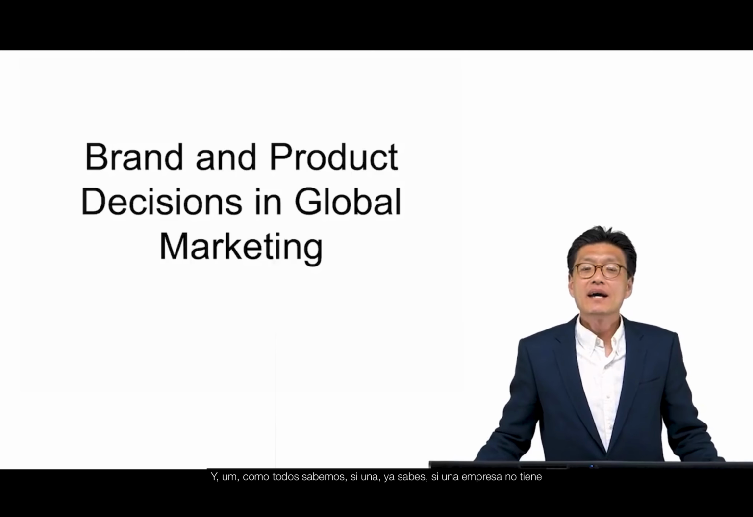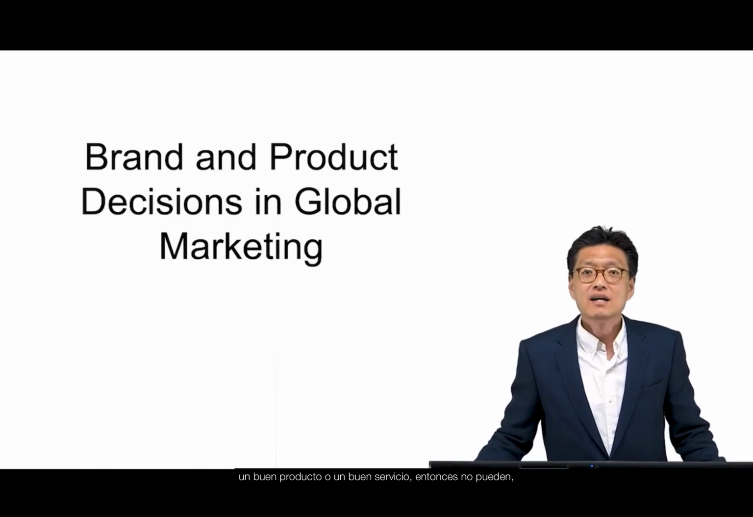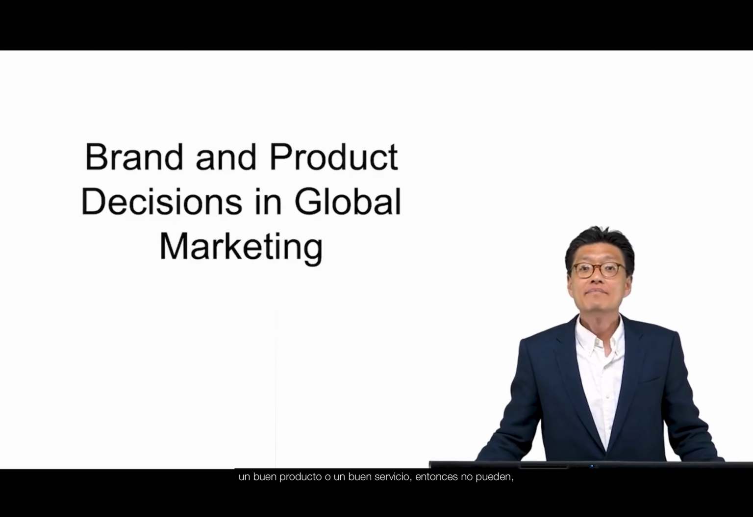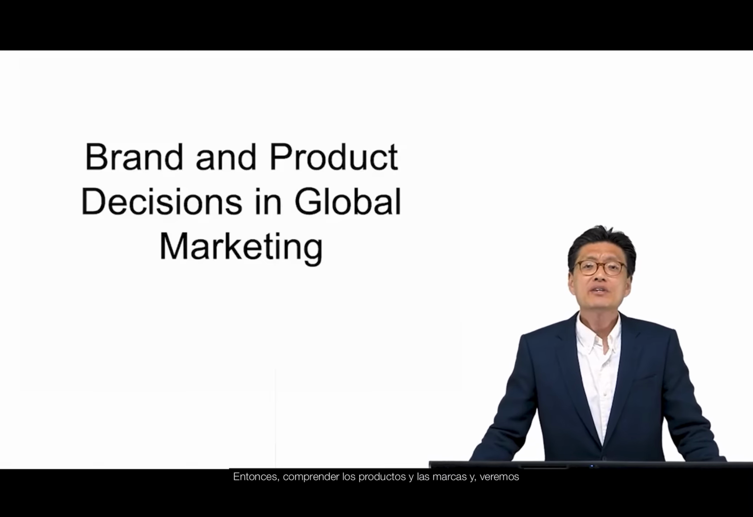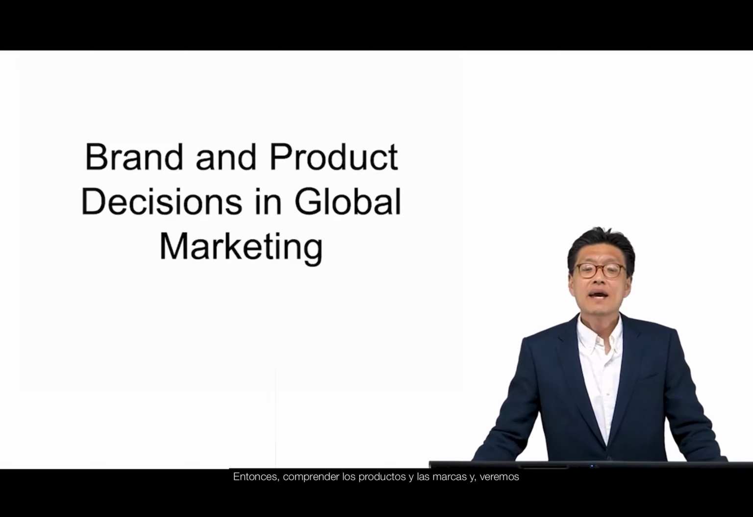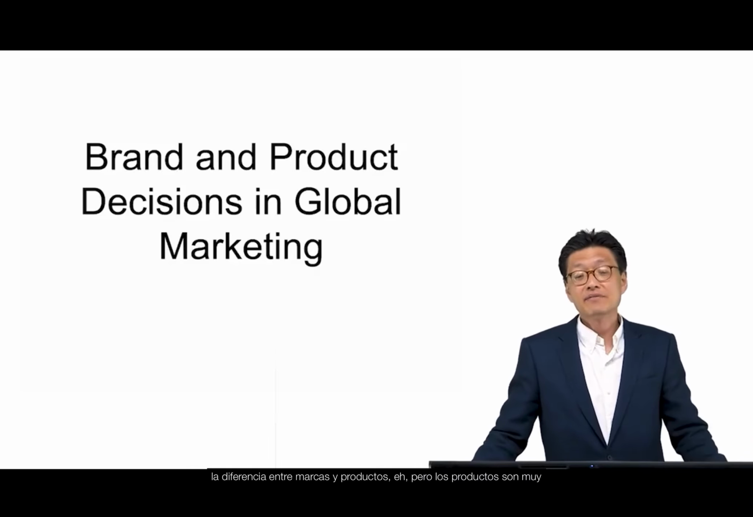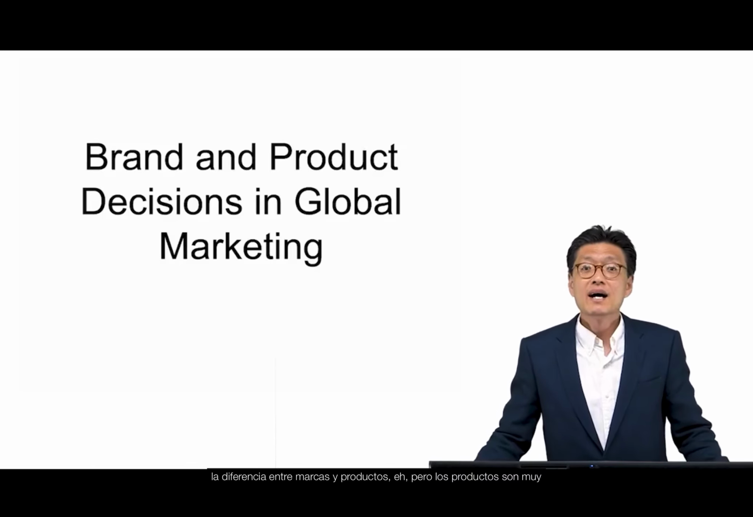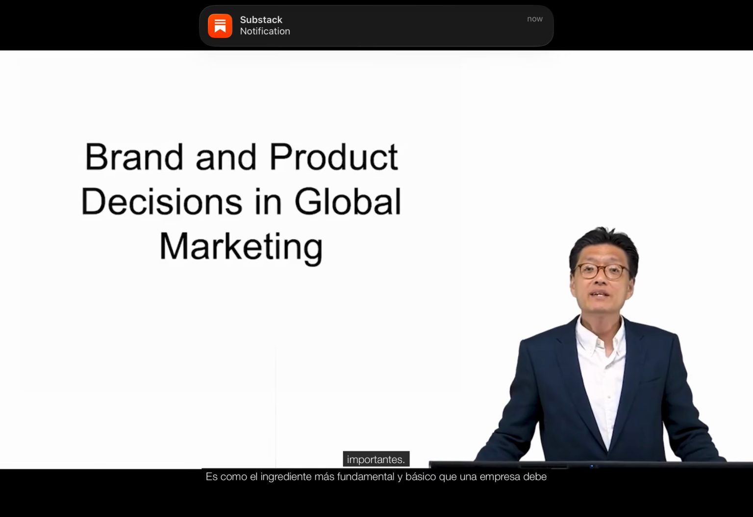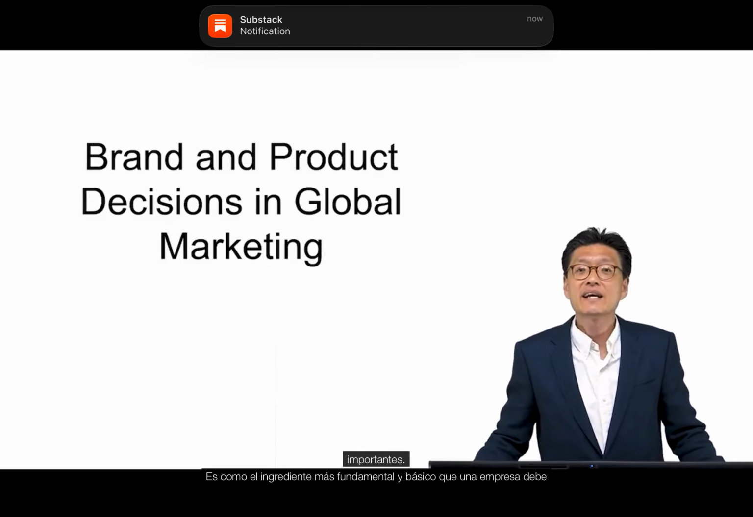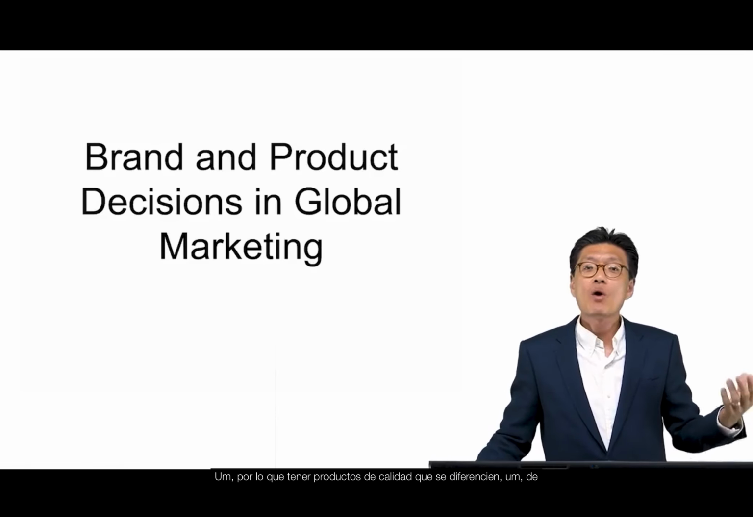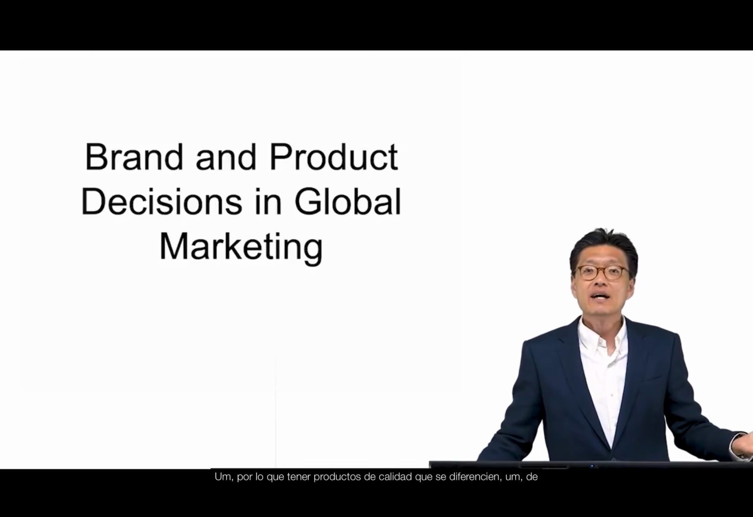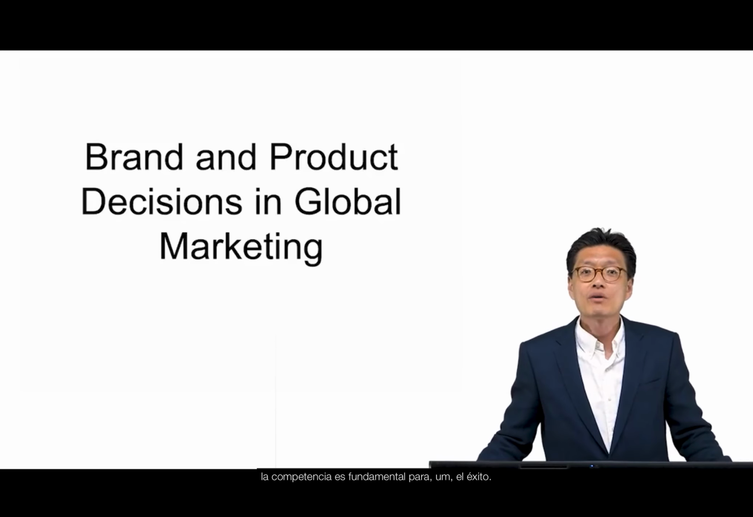And as we all know, if a company does not have a good product or a good service, then they can't compete, and they're going to fail. So understanding products and brands, and we'll be looking at the difference between brands and products. But products is very important. It's like the most fundamental and basic ingredient that a company has to have in order to succeed. So having quality products that differentiate from the competition is critical for success.